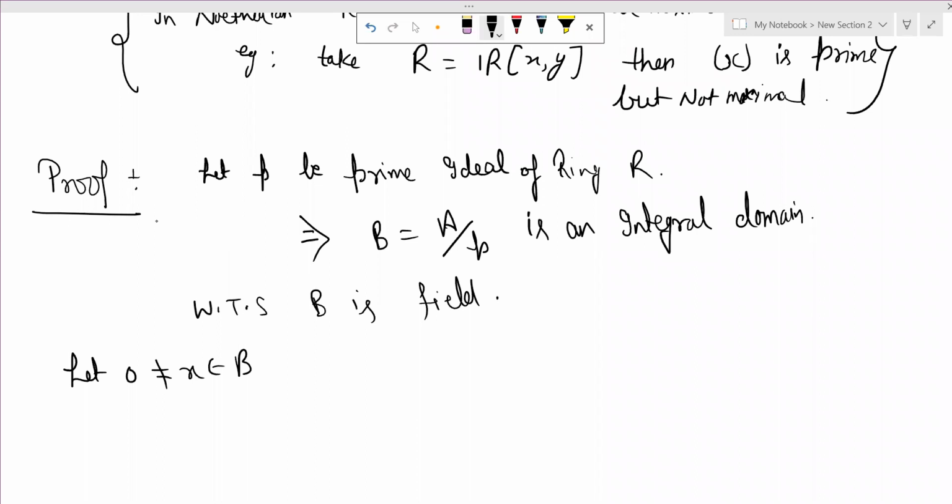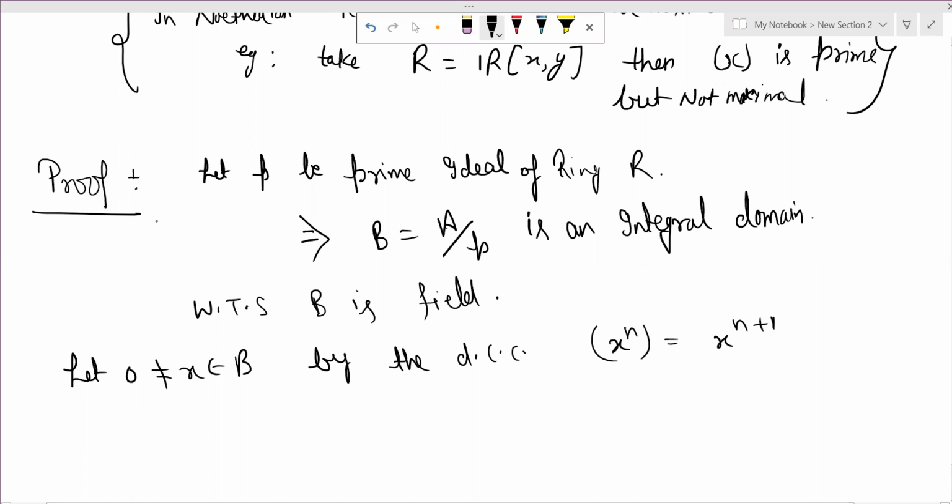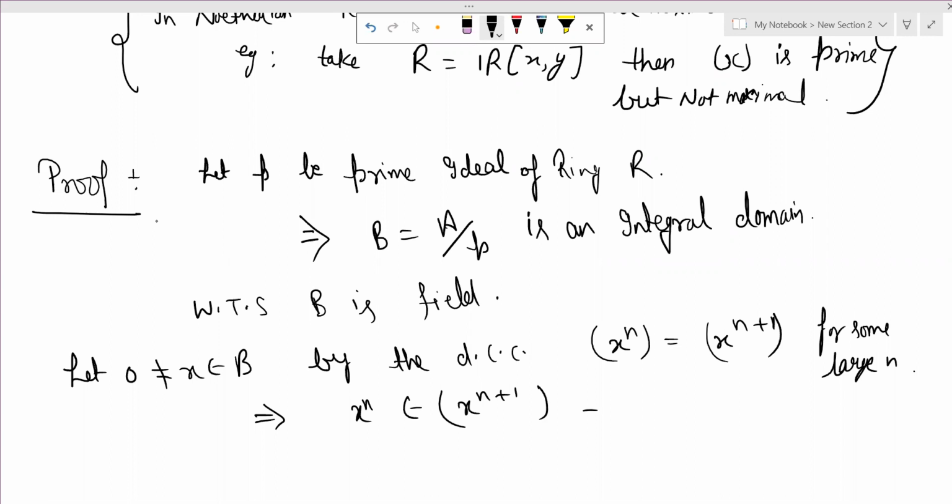So what about the descending chain condition? By the descending chain condition, at some point the descending chain should stabilize. This means that the ideal generated by x to the power n should equal the ideal generated by x to the power n plus 1, and so on, for some large n, because the chain should stabilize. So what does this mean? This means that x to the power n belongs to the ideal of x^(n+1). That means x^n equals x^(n+1) y, right? For some y in B.